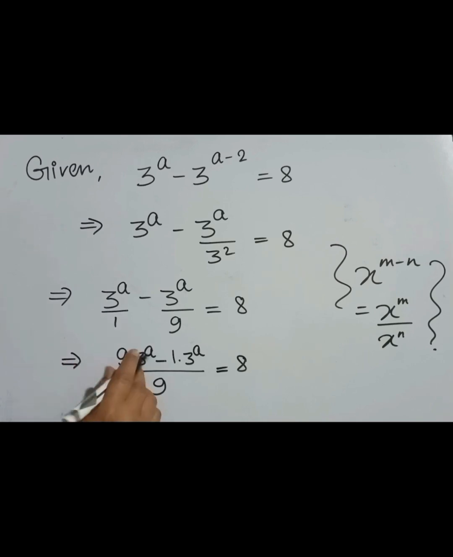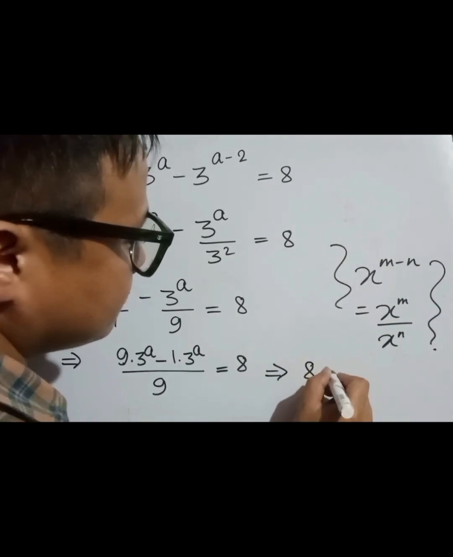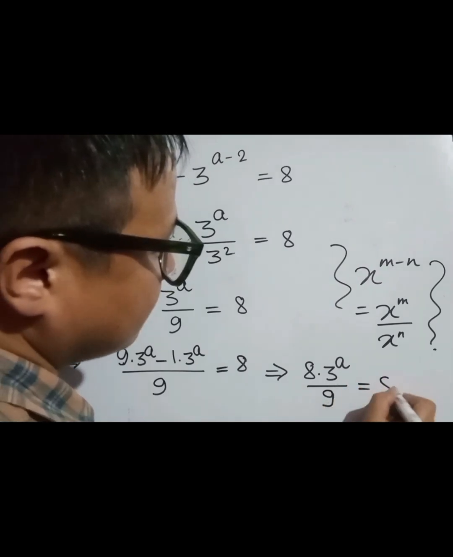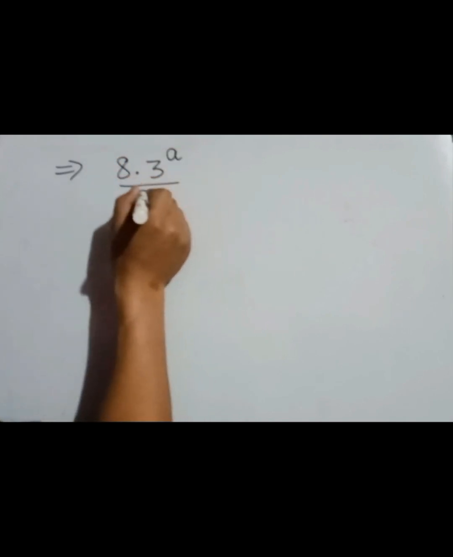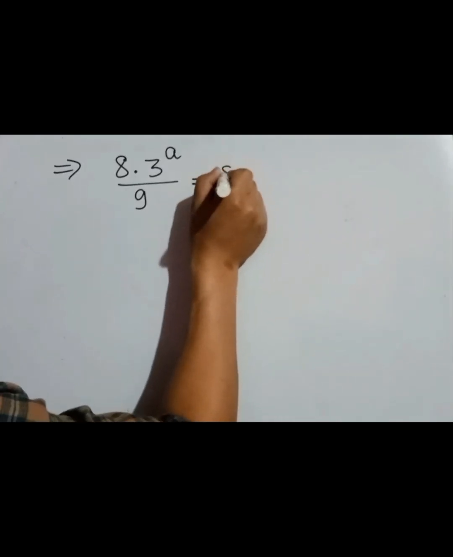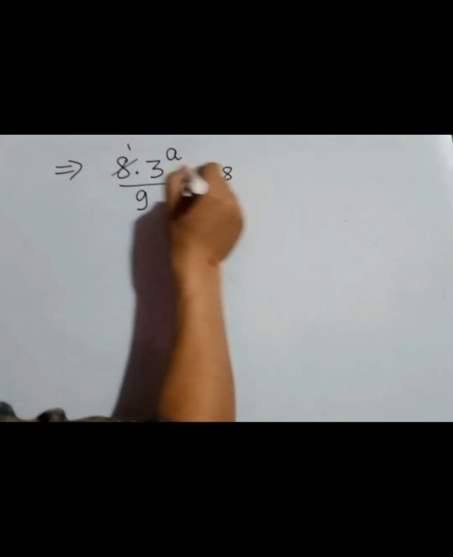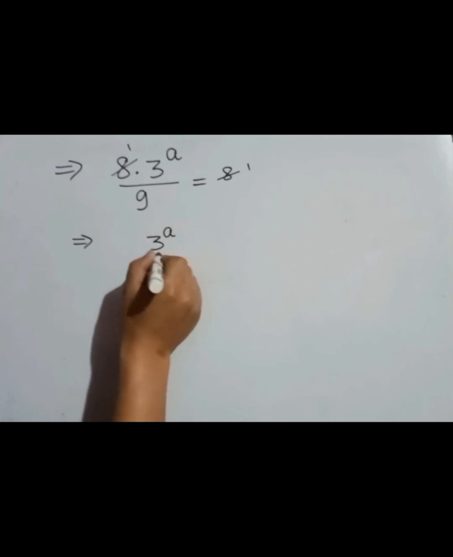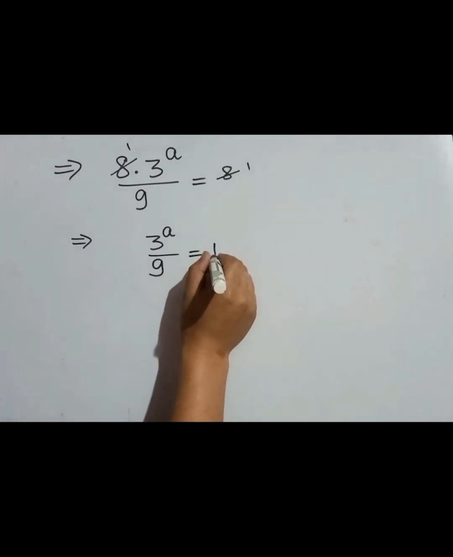Now we have to find the difference of the numerator. So when we subtract 1 times 3 raised to the power a from 9 times 3 raised to the power a, the difference is 8 times 3 raised to the power a. There is 9 below this number and 8 on the right hand side. Now we can continue here. 8 into 3 raised to the power a upon 9 is equal to 8. Here we can cancel 8 with 8. 8 ones are 8, 8 ones are 8, and this gives 3 raised to the power a upon 9 is equal to 1, and there is 1 below this 1.